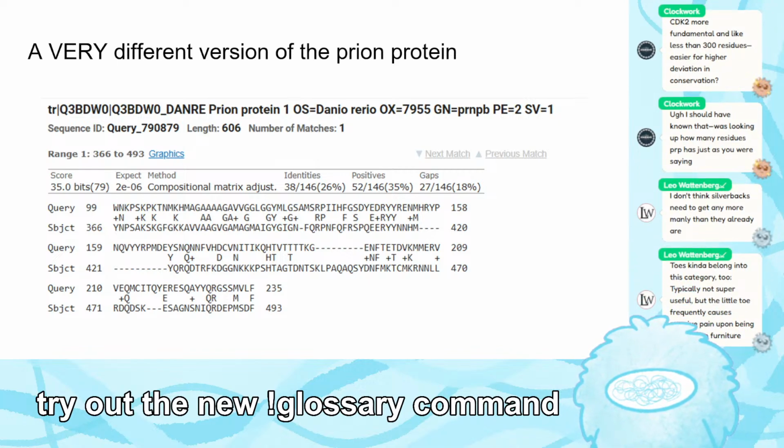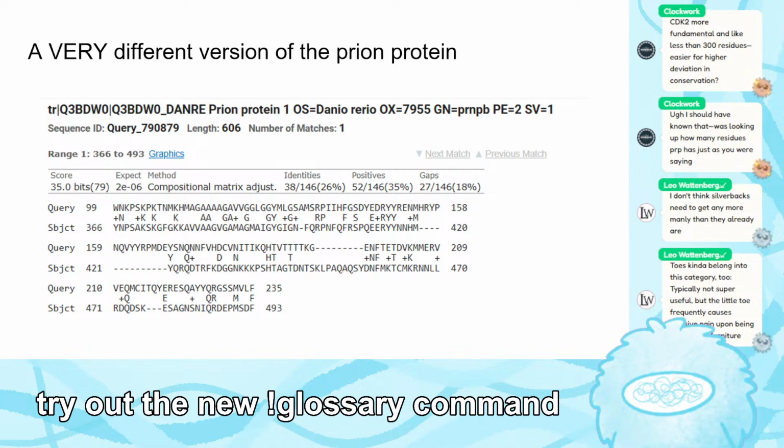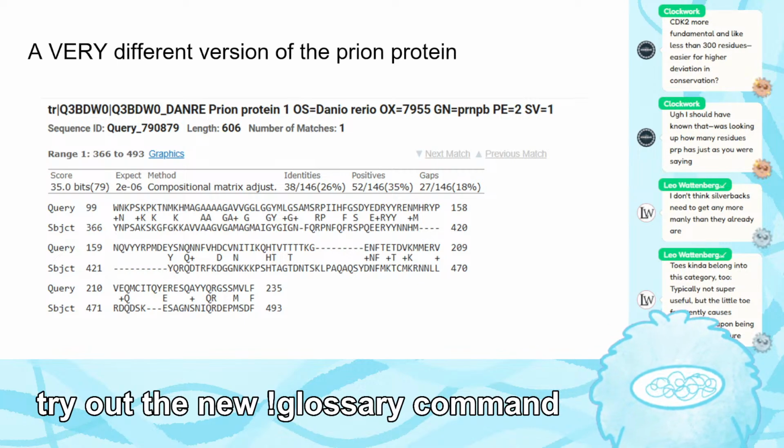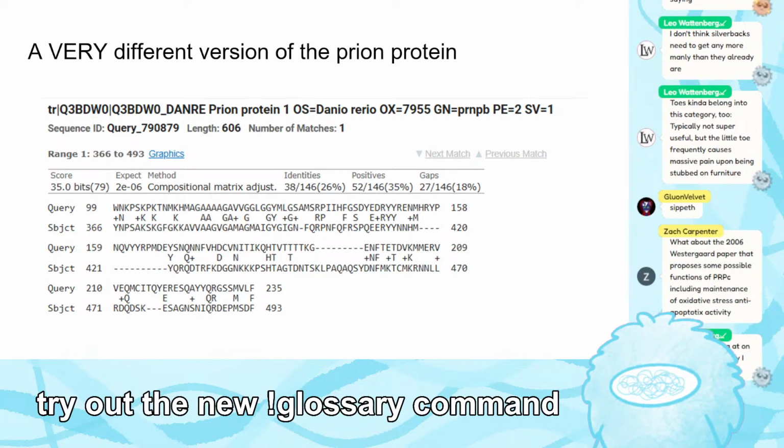Toes kind of belong to this category too. Typically not super useful, but the little toe frequently causes massive pain upon being stubbed on furniture. That is true. Trade-offs. We should all just have the little stick feet that I have.